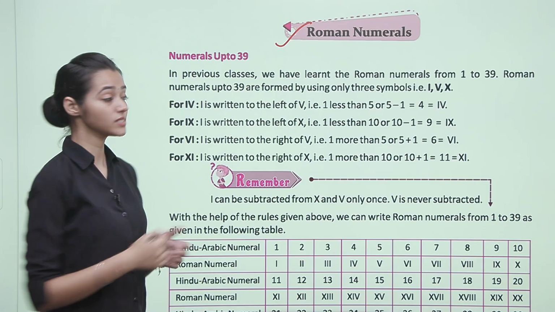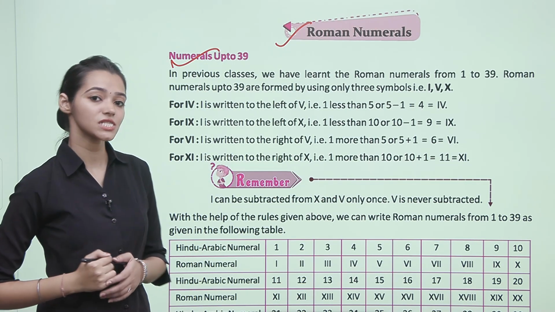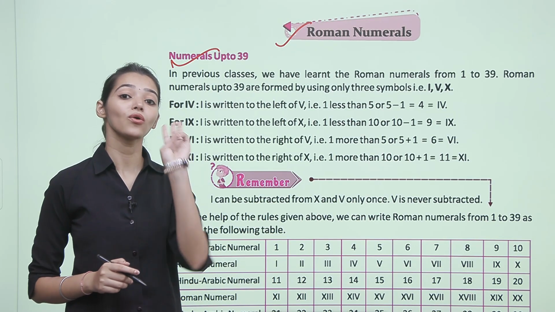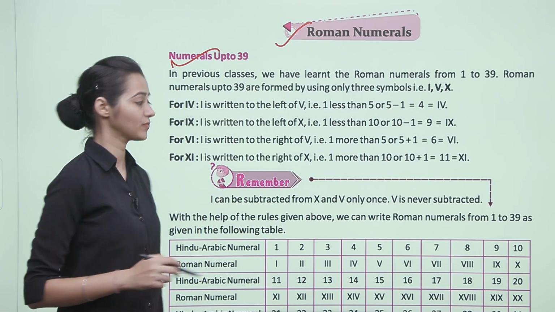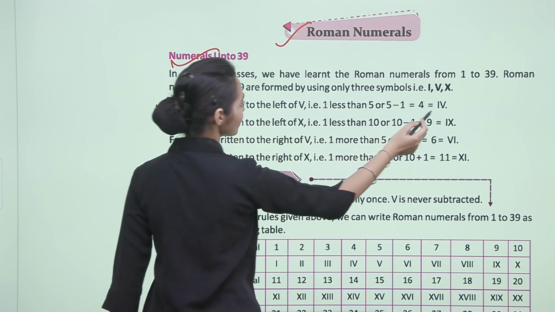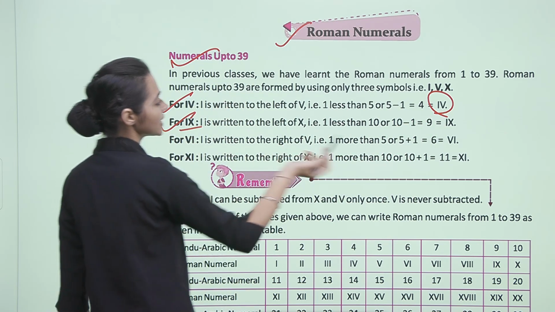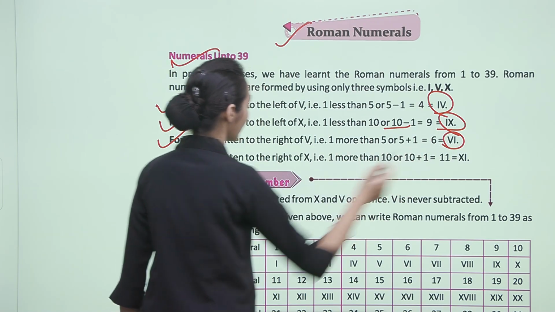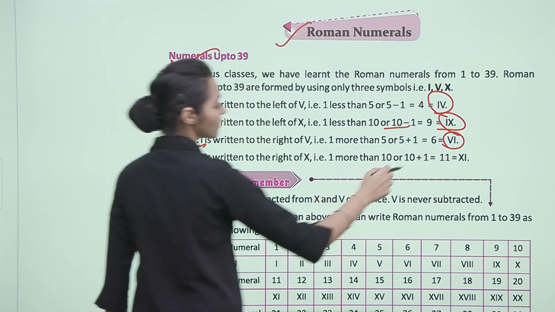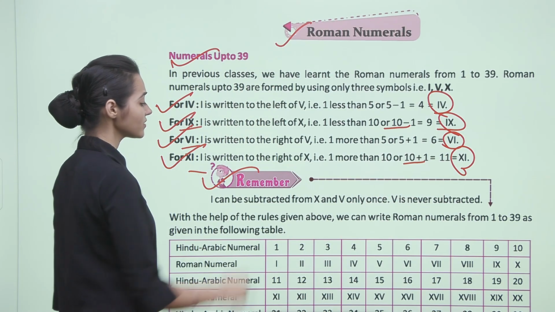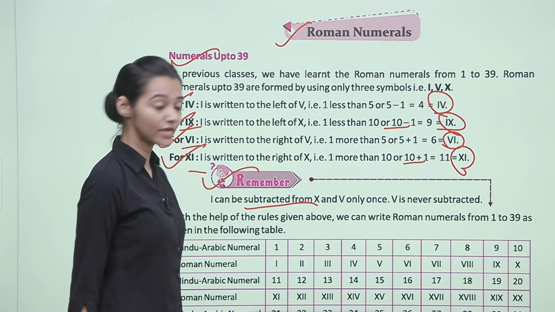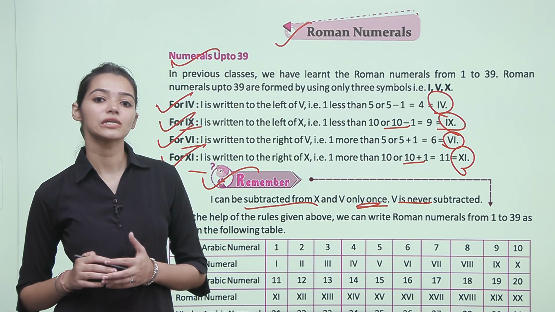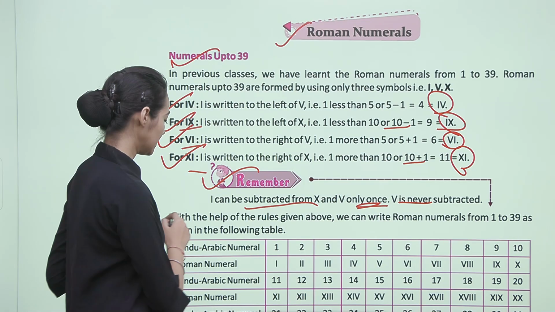Now let's start with Roman numerals up to 39. In the previous classes, we have learned the Roman numerals from 1 to 39. Roman numerals up to 39 can be formed by using only 3 symbols, that is I, V and X. Now 4 can be written as 1 less than 5, that is IV. Now 9 can be written as 10 minus 1, that is IX. Now 6 can be written as 5 plus 1, that is VI, and 11 can be written as 10 plus 1, that is XI. Now always remember, I can be subtracted from X and V only once, and V is never subtracted. Now with the help of the rules above, we write the Roman numerals from 1 to 39.